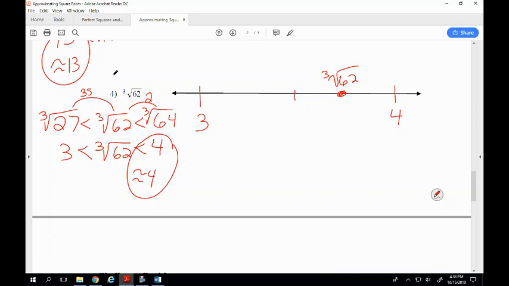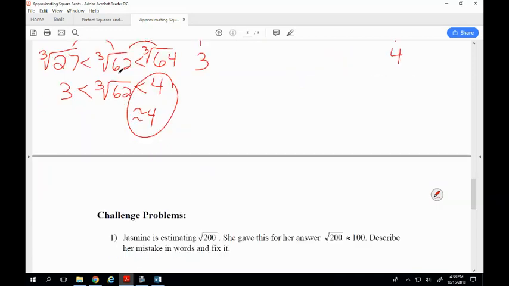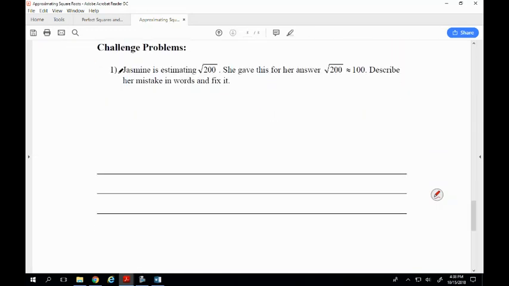Okay? All right, we've got a couple challenge problems on the back. So let's go ahead and scroll on over to that. It says Jasmine is estimating the square root of 200. She gave this for her answer. It says the square root of 200 is approximately 100. Describe her mistake in words and then fix it.